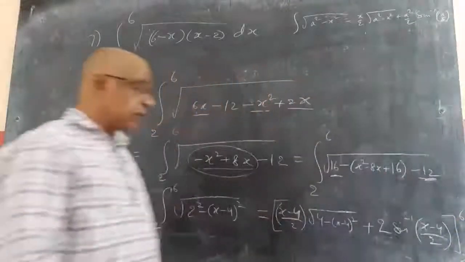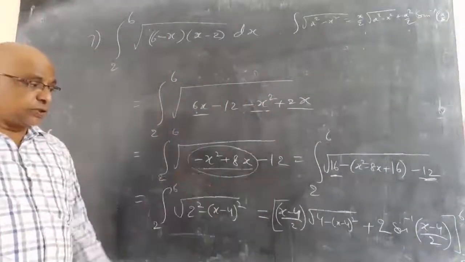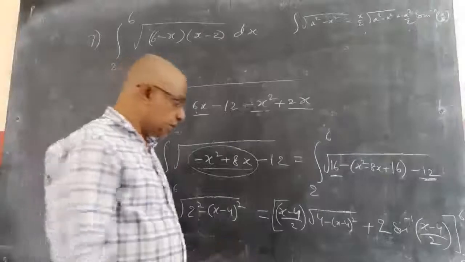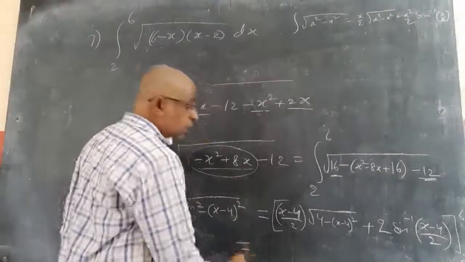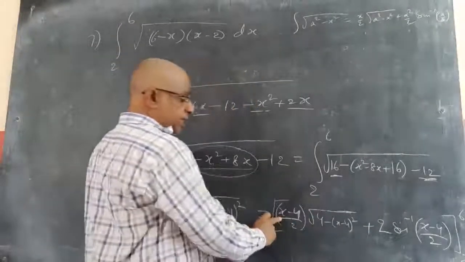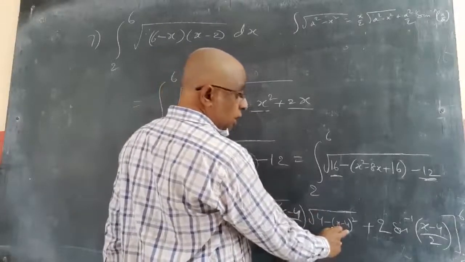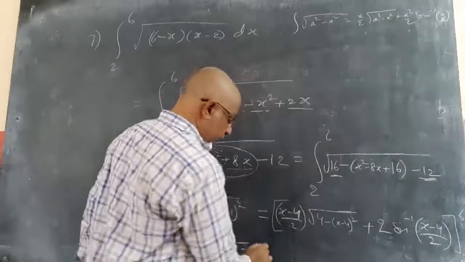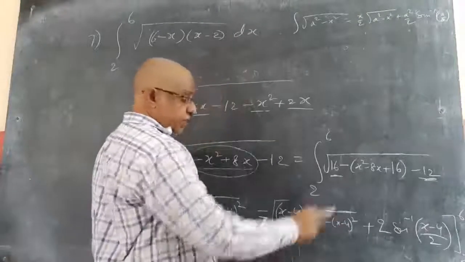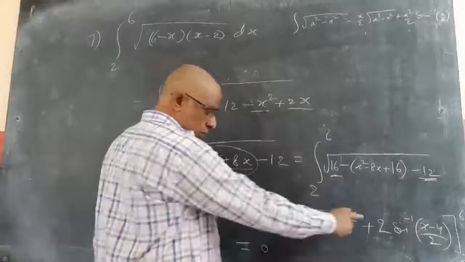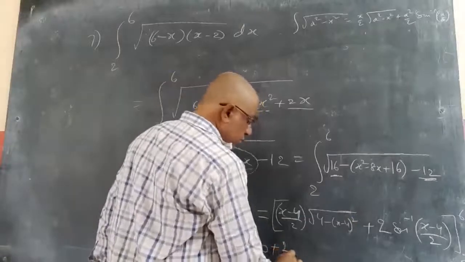Upper limit minus lower limit. So the upper limit is 6, if I substitute it in place of x. What do I get? If I apply the upper limit, (6 minus 4) by 2, 1 into root of 4 minus (6 minus 4) whole square. 4 minus 4 is 0. So if I substitute the upper limit, this part becomes 0. Only this part is left out.